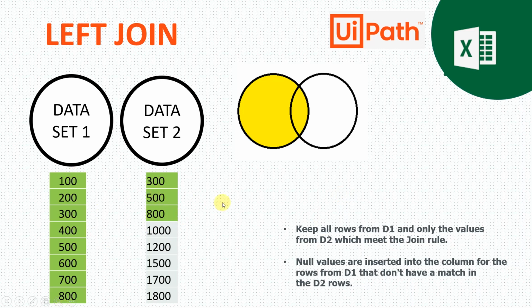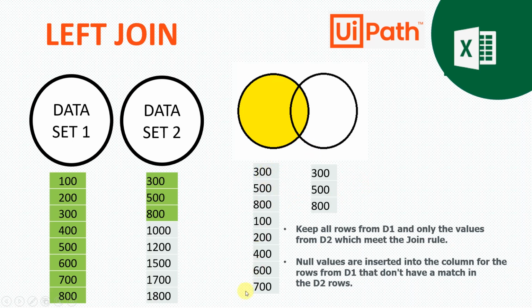Okay, so if I show you the data set, now these were the data. So now these are the common. If you remember, the common is only 300, 500, 800 that are definitely going to return because this part is highlighted, and everything from the data set 1, right? So how does it look? The final output will have 300 to 700, that is the entire.